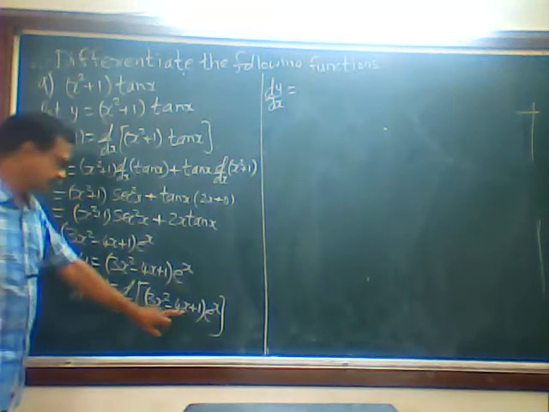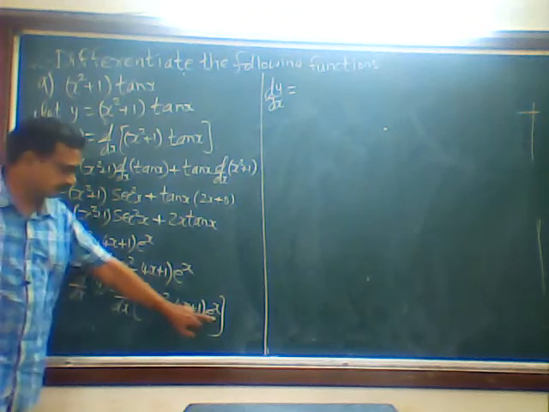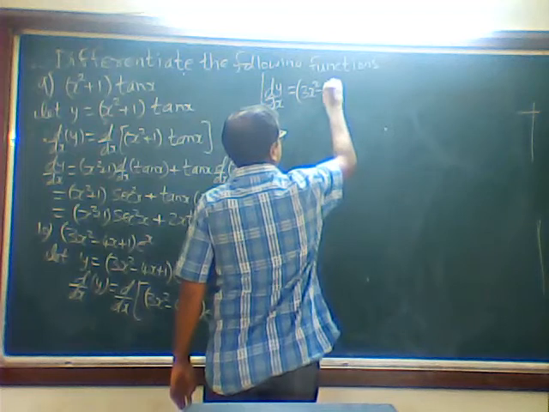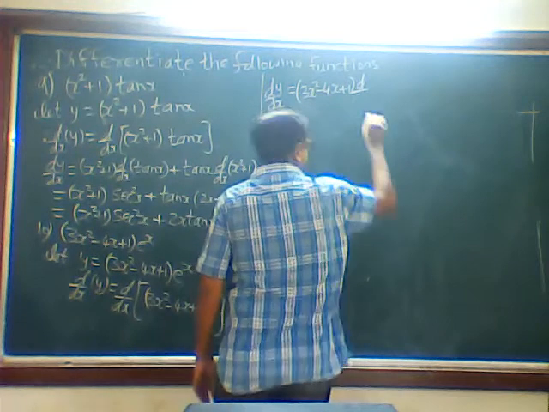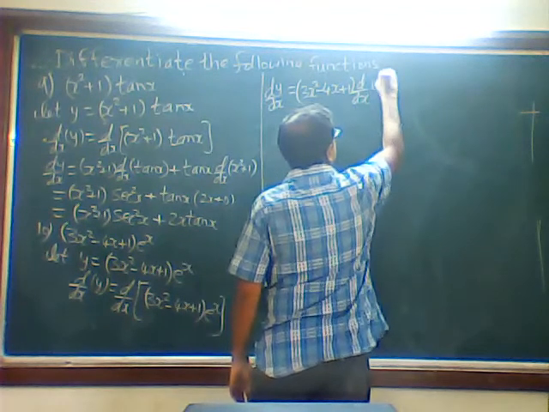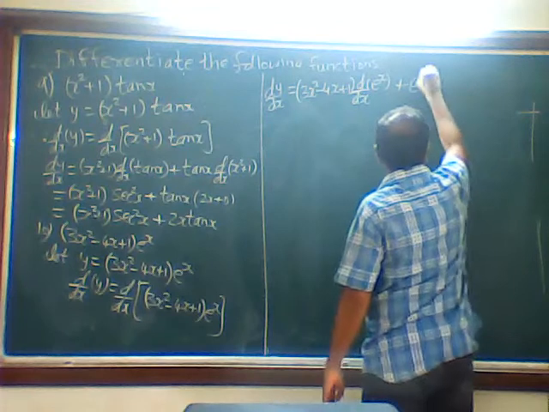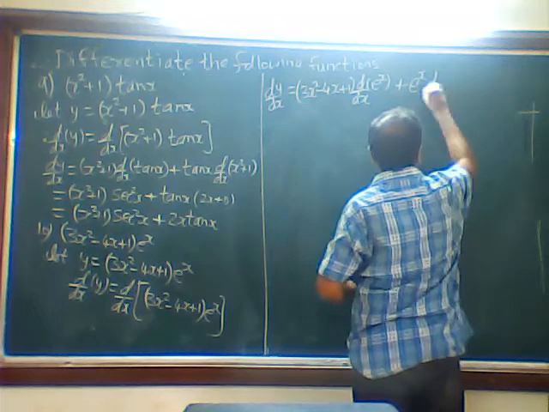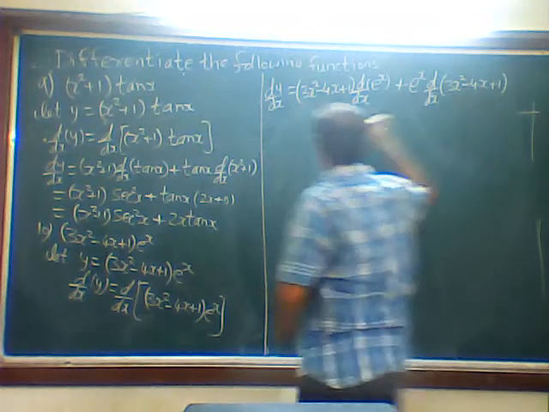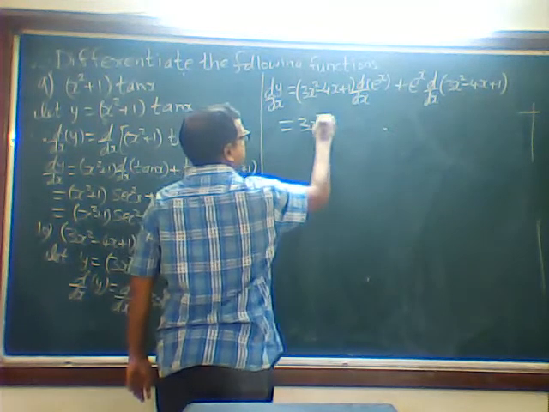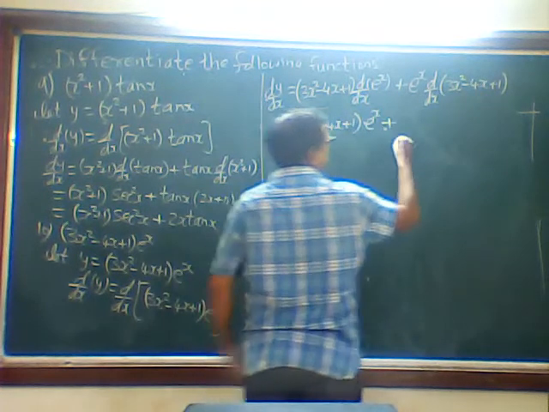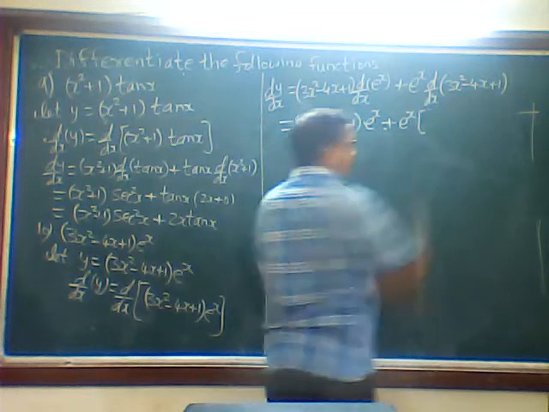Now, d by dx of this: first term as it is, this bracket, d by dx of e raised to x. So 3x square minus 4x plus 1 as it is, d by dx of e raised to x, plus e raised to x as it is, d by dx of this 3x square minus 4x plus 1. Now this bracket as it is, d by dx of e raised to x is e raised to x, plus e raised to x as it is. Now here I open a square bracket.